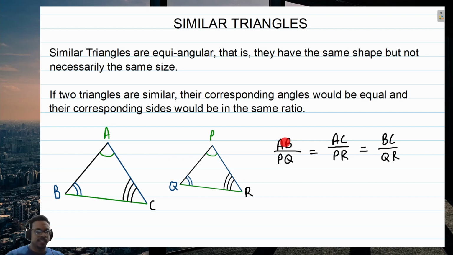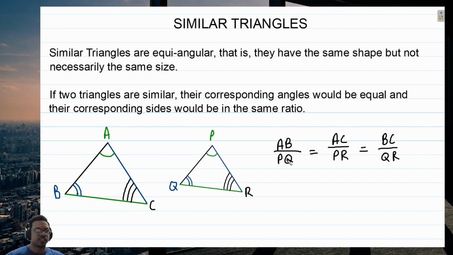So notice that AB and PQ were my corresponding sides. See, AB here in black and PQ here in black. So these two sides were corresponding. AC and PR are corresponding sides. We've seen AC in blue and I have the PR here in blue. I have the BC in green here corresponding to the QR in green on this triangle.